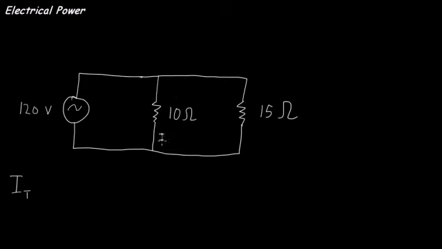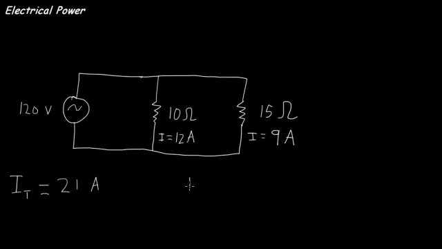So I simply divide 120 by 10, and I get 12 amps. This one I have 15 ohms, but the same voltage, 120 volts. So I have current equals 120 over 15 is 6 amps. Scratch that, 8 amps. So here I have 12 amps passing through this device, 8 amps through this device. Therefore my total, I simply add those together and I get 20 amps.